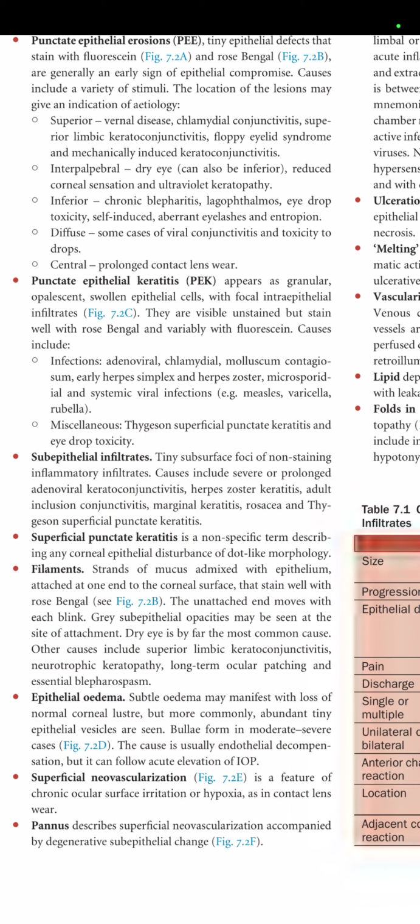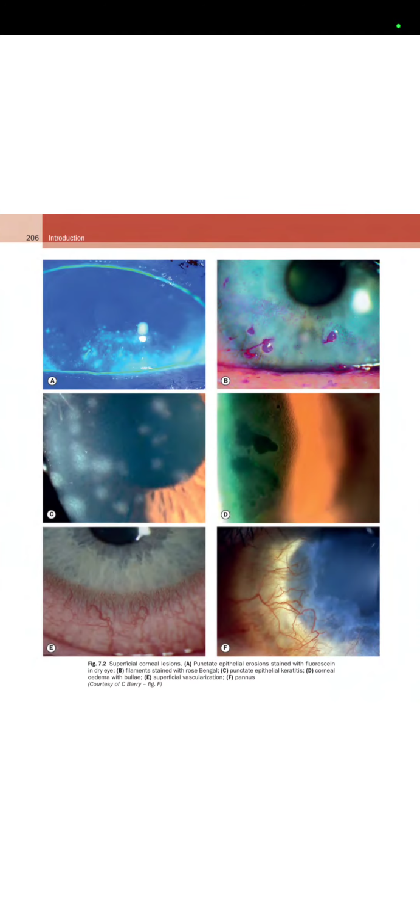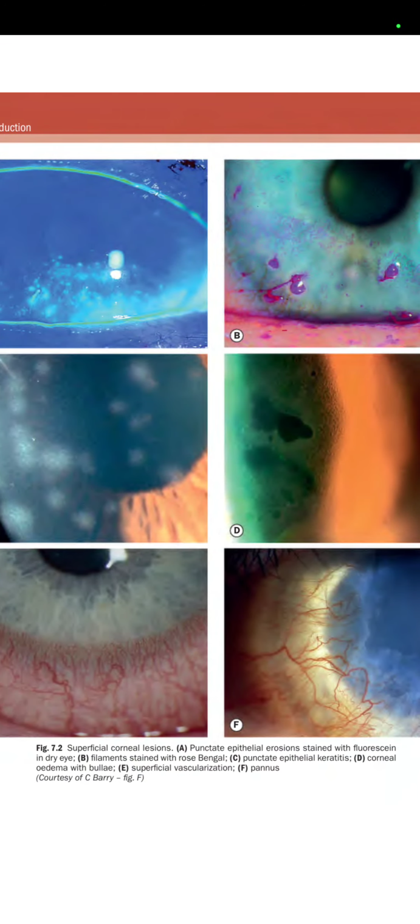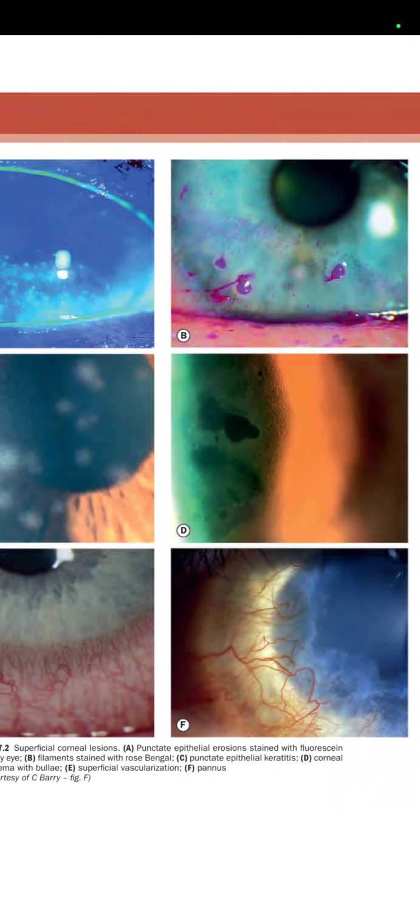So you can see the figure 7.2 D. In 7.2 D, you can see the bullae.